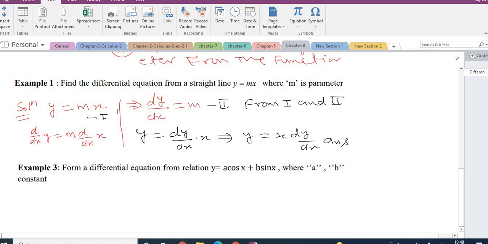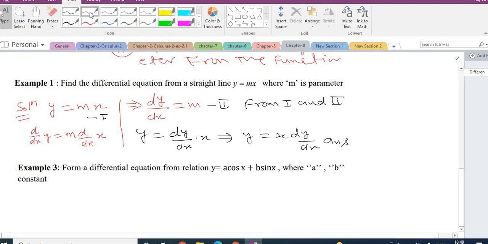Now I'm taking another example from the handout, which is a solved example. Form a differential equation from the relation y = a cos x + b sin x, where a and b are constants. Here constant is not actually the right term; it should be written as parameter or arbitrary constant. If we need to form the differential equation, we need to check how many parameters are given. See, a and b parameters are given.